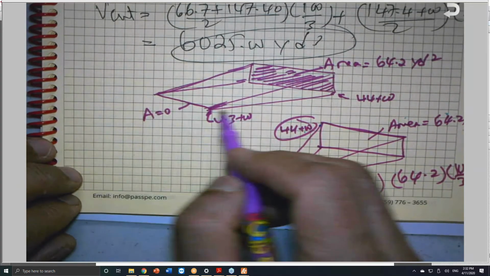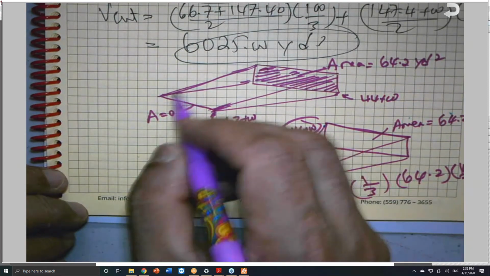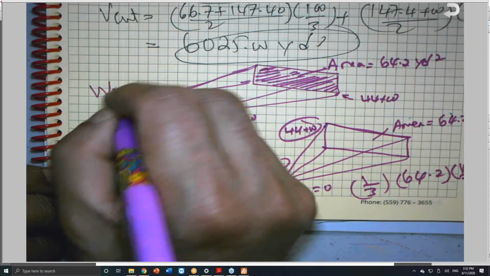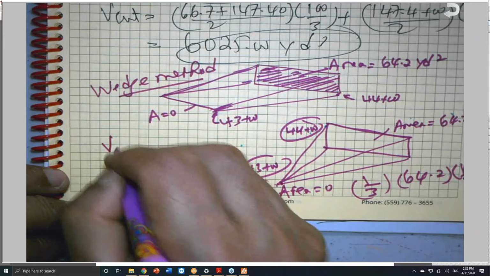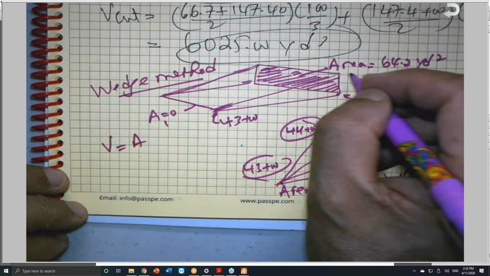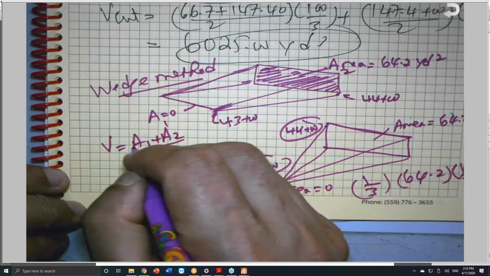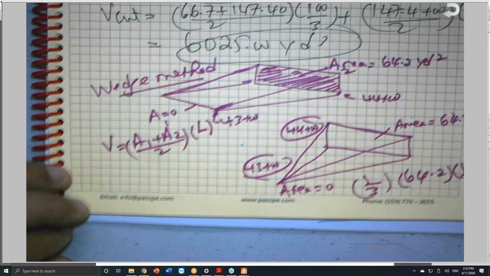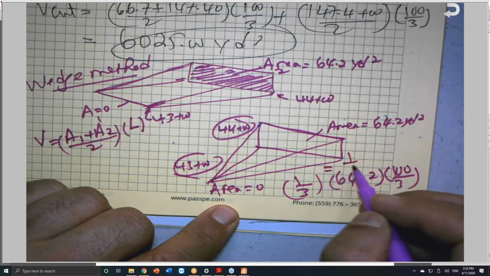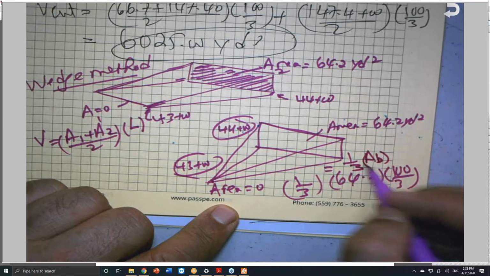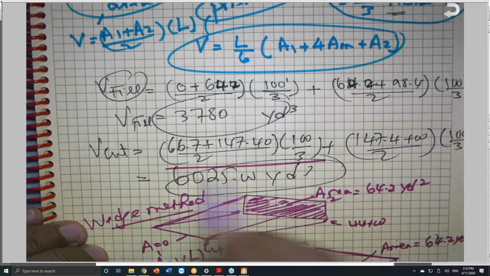But this one is not; this area here is like a ramp, like a ramp for freeways or something like that. So here, you have to use the average in the area. This is called the wedge method, where the volume is equal to A1 plus A2 divided by 2 times L. Here I'm using the 1/3 rule, which is 1/3 the area of the base times L. So there is a huge difference between them. Anyhow, we got two volumes now.